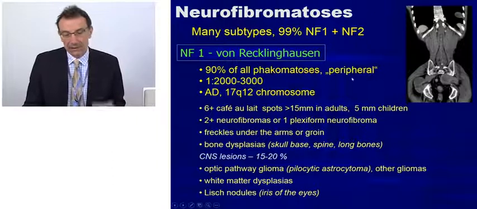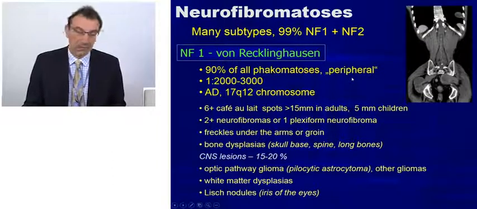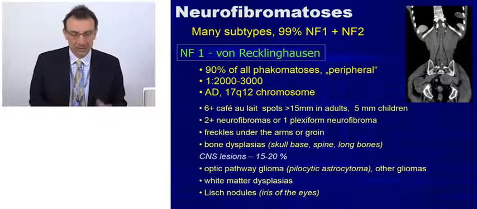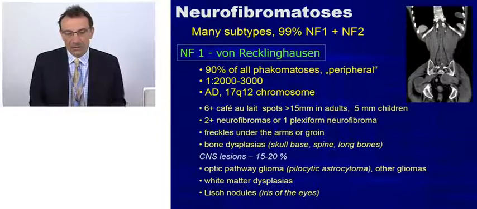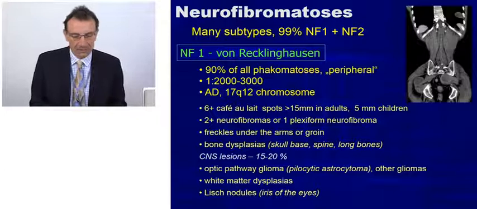But on the other hand, this type of neurofibromatosis is so-called peripheral. That means just the peripheral structures are affected, not the central nervous system itself. Note that CNS lesions occur in just 15 to 20% of the patients, so it's not so interesting concerning imaging methods of the central nervous system.